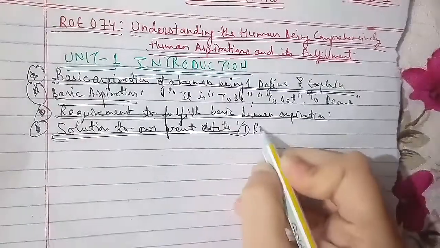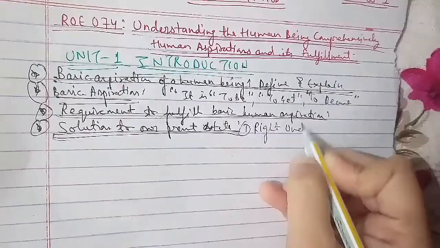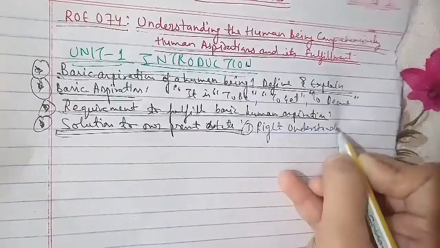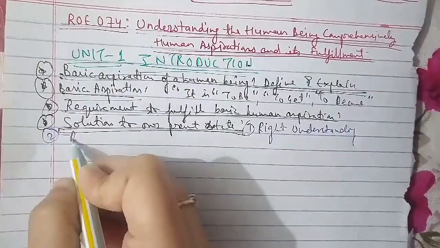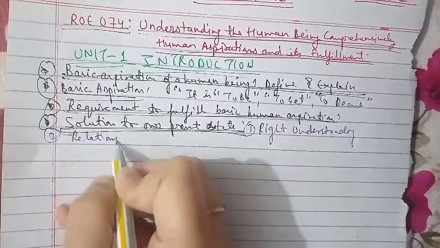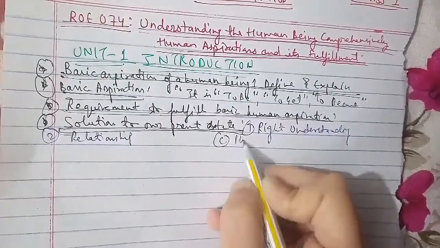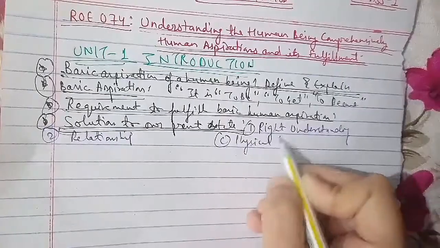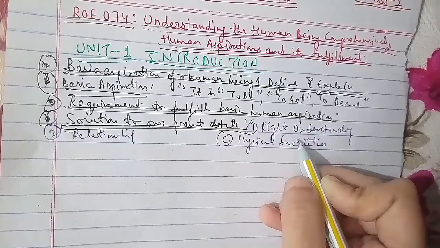Living only with physical facilities is animal consciousness, and living with all these three is human consciousness. In modern times, we are mostly not paying attention to right understanding and relationships, focusing largely on physical facilities most of the time. As a human being, all three are needed for us.